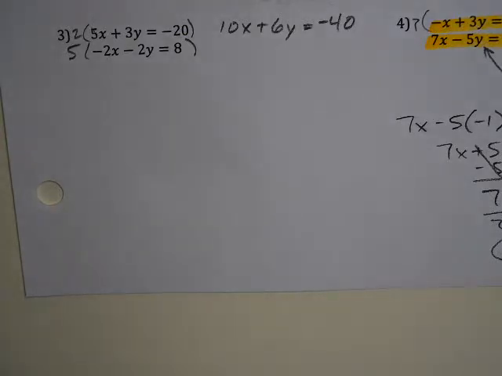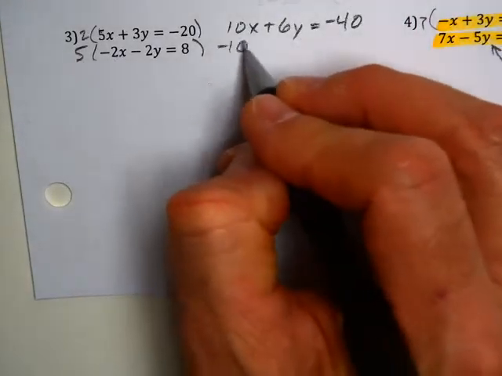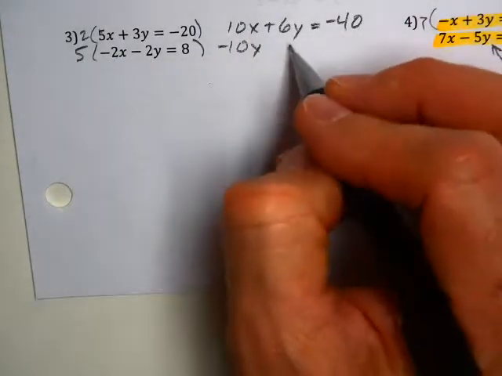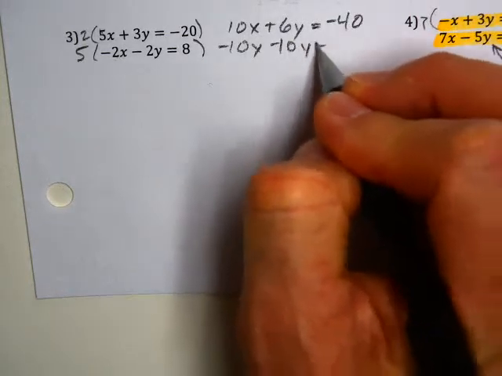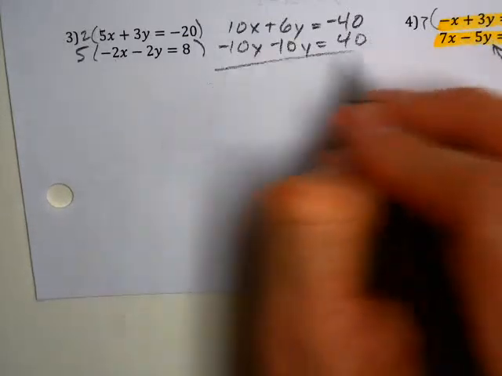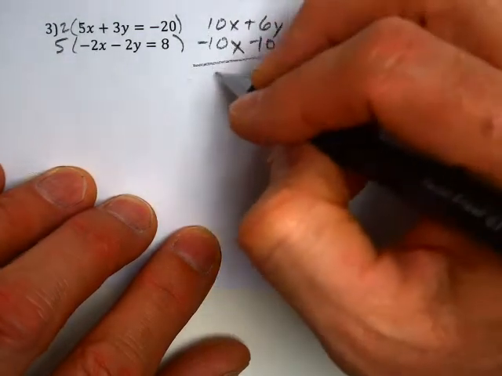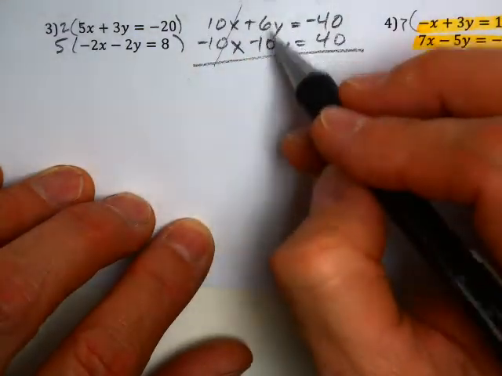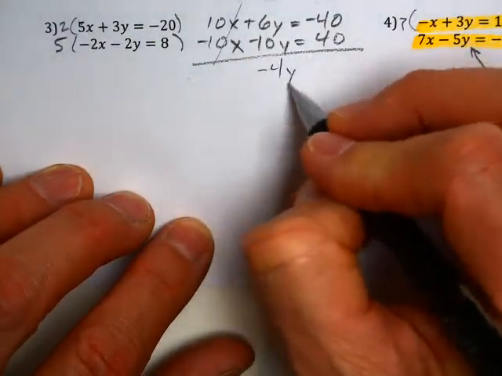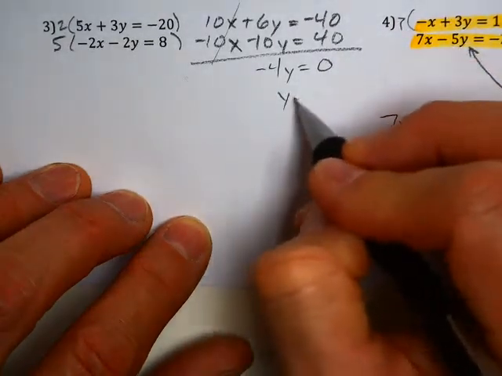And if I multiply the bottom by 5, this is going to become negative 10x, negative 10y equals, let's see, 5 times 8 is positive 40. Oh, that's kind of nice. Looks like I'm going to have a 0. So now my x's will cancel. It's more like a y there. And so I get 6 minus 10, that's negative 4y, and negative 40 plus 40 is 0, so y equals 0.